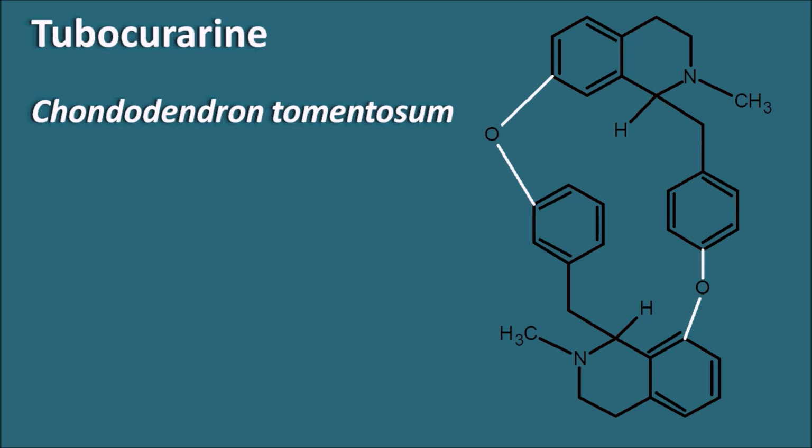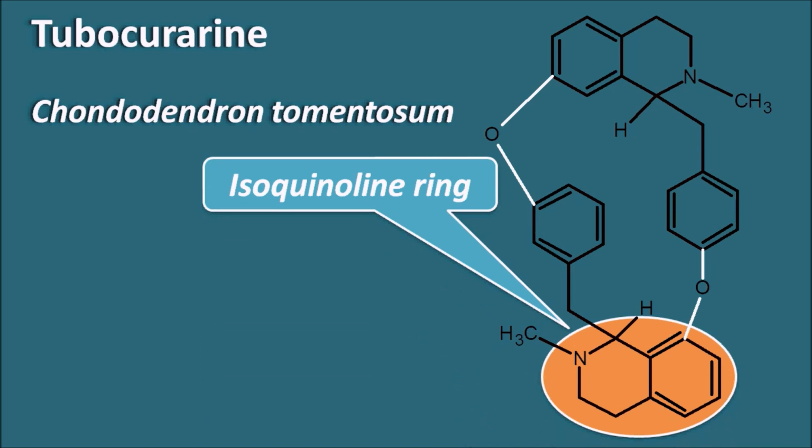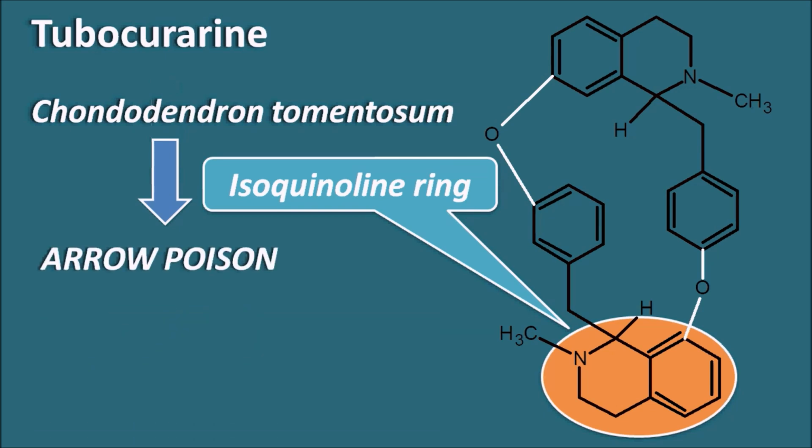And what is the ring system present in this D-Tubocurarine? You can observe that it is having an isoquinoline ring. So D-Tubocurarine is an isoquinoline alkaloid, and this drug is commonly called arrow poison, because in olden days this drug was applied on the point of the arrow, and when this arrow pierced into the skin of the animal, the skeletal muscles of the animal were paralyzed so that the animal could not escape. So D-tubocurarine is a skeletal muscle relaxant.